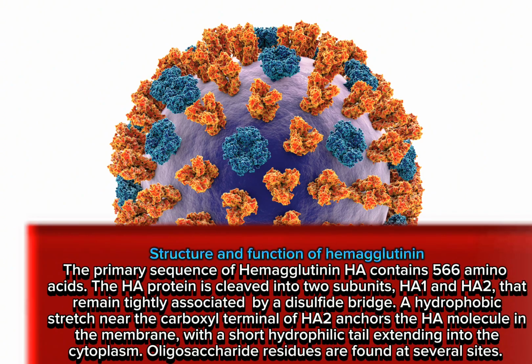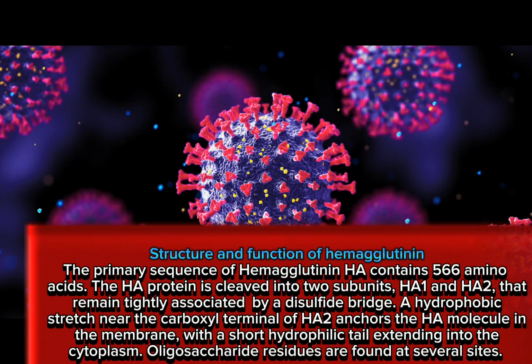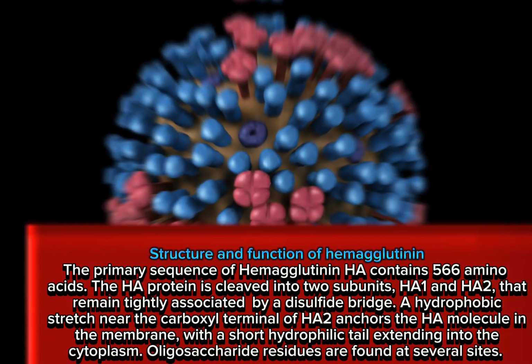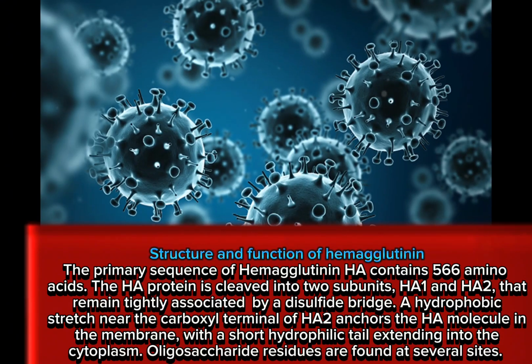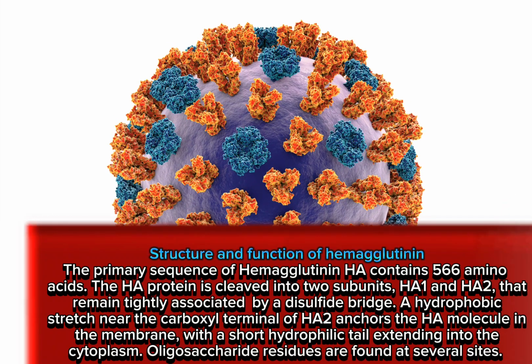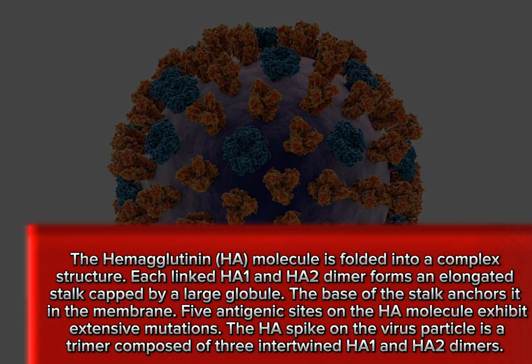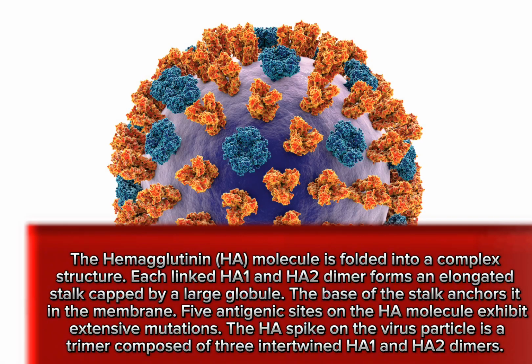Structure and function of hemagglutinin. The primary sequence of hemagglutinin H contains 566 amino acids. The H protein is cleaved into 2 subunits, H1 and H2, that remain tightly associated by a disulfide bridge. A hydrophobic stretch near the carboxyl terminal of H anchors the H molecule in the membrane, with a short hydrophilic tail extending into the cytoplasm. Oligosaccharide residues are found at several sites. The hemagglutinin H molecule is folded into a complex structure.